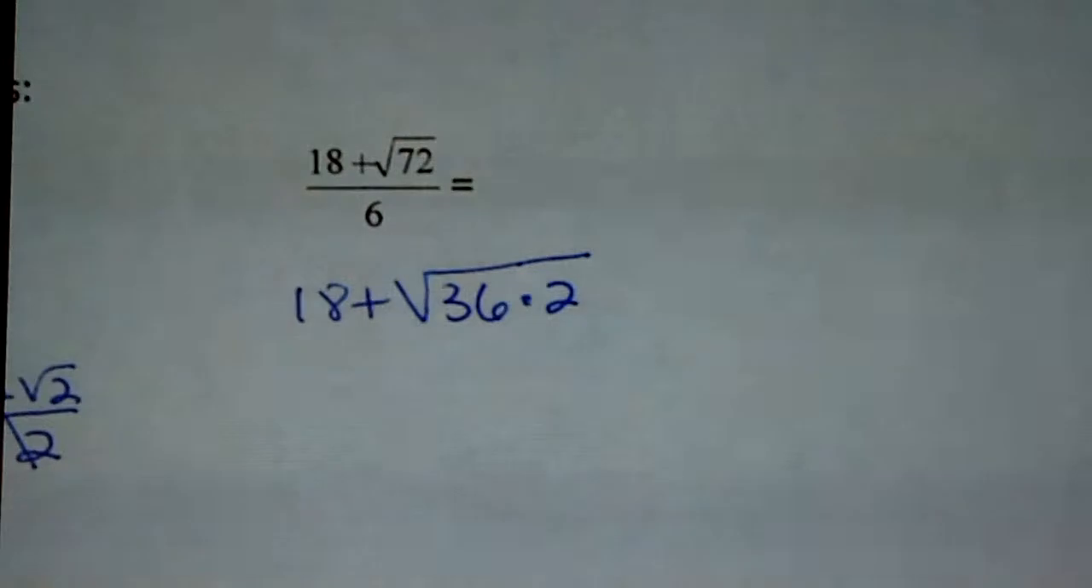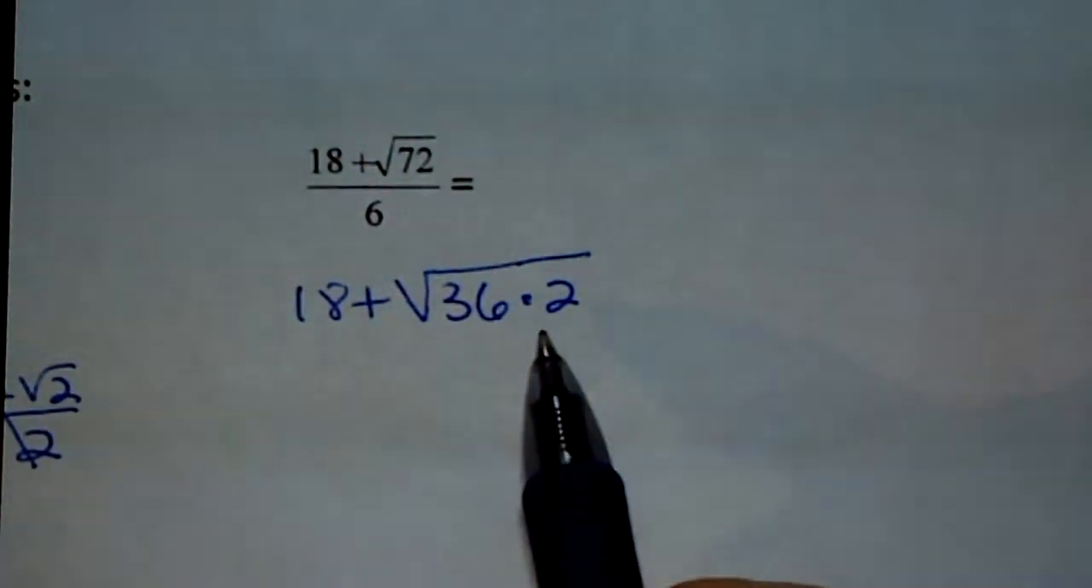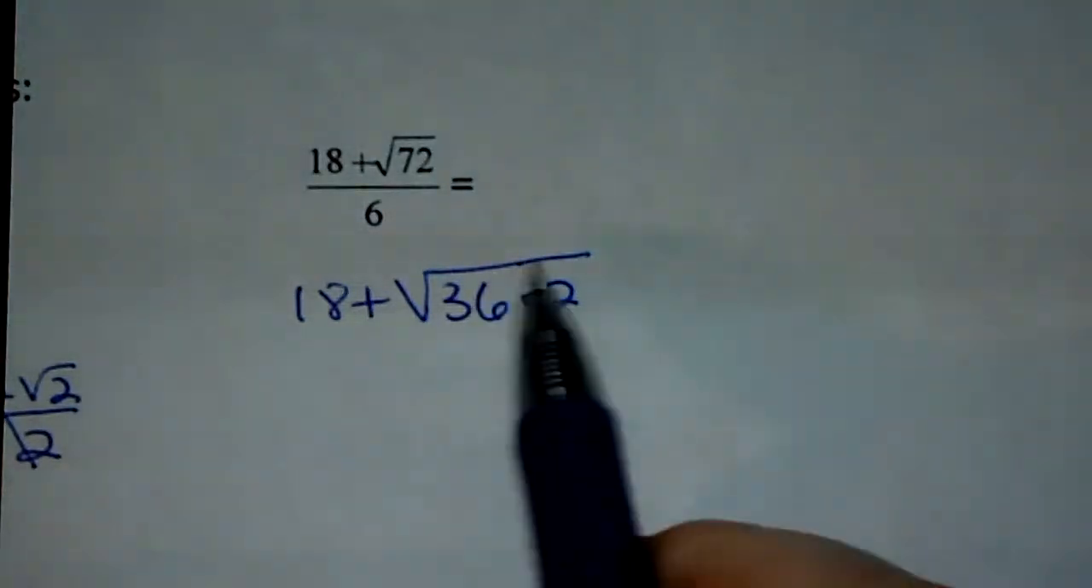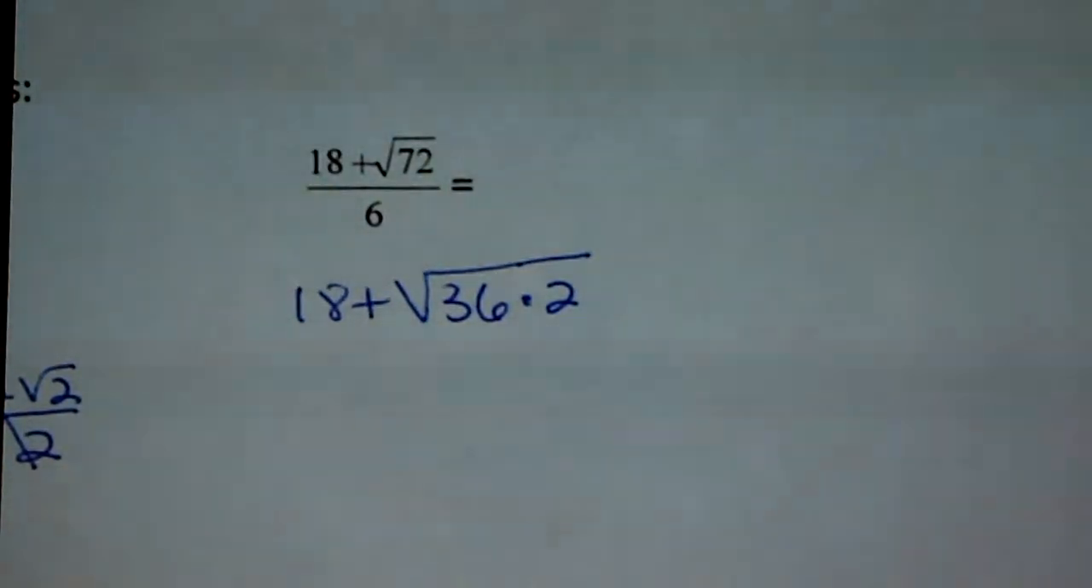Again, if you wanted to take the long way around and continue to break this down off the bat, let's say you didn't choose 36 and 2. Let's say that you chose, I don't know, 9 times 8. If you chose 9 times 8, then you could pull that square root of 9 out and then break the 8 down into 4 times 2 and then pull the 2 out, and you'll end up getting the same answer.